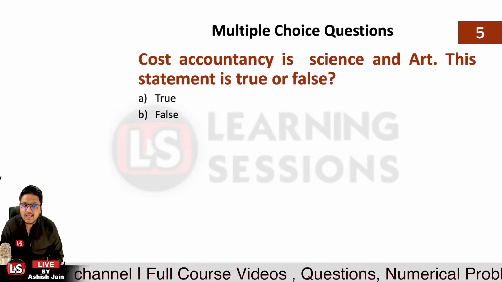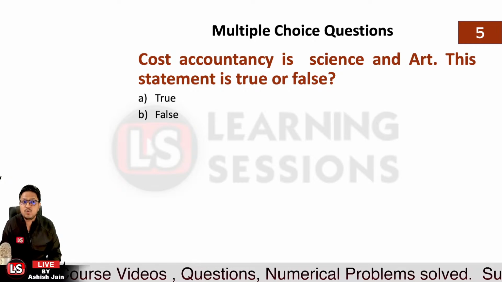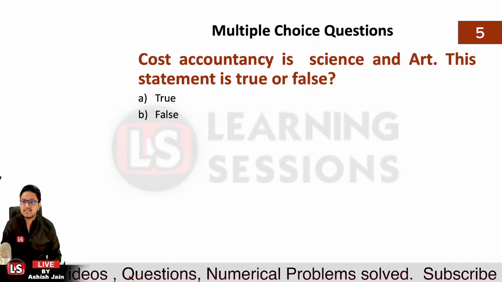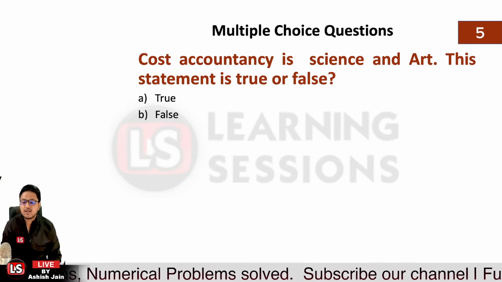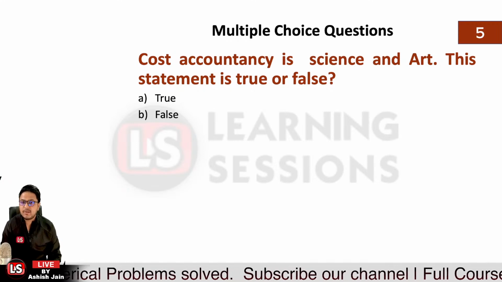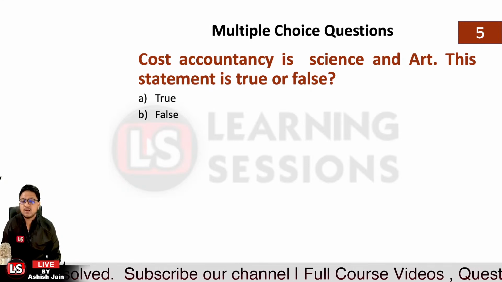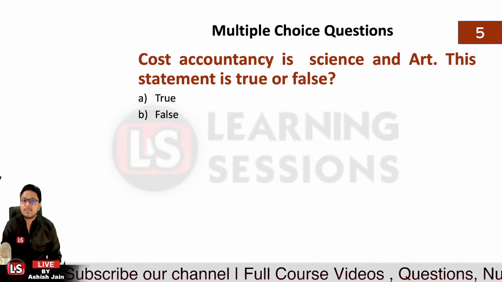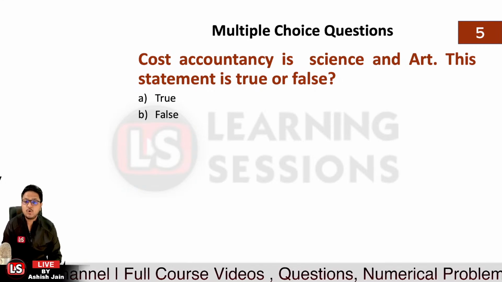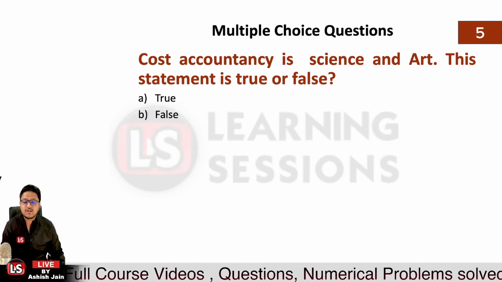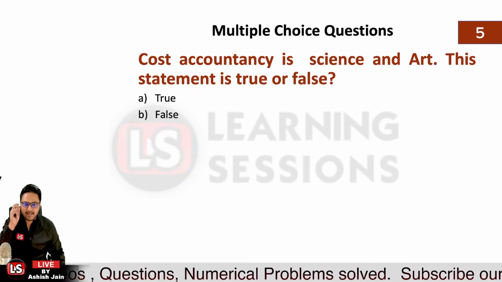Next question, it says cost accountancy is a science and art. Is this statement true or false? Accountancy is basically related to what? I told you it's a broader term. It's related to the principles and the methods which you basically must be using for the purpose of costing and cost accounting. So this statement is true. Abstain has answered correctly over here related to question number 5, that option A is the right answer.